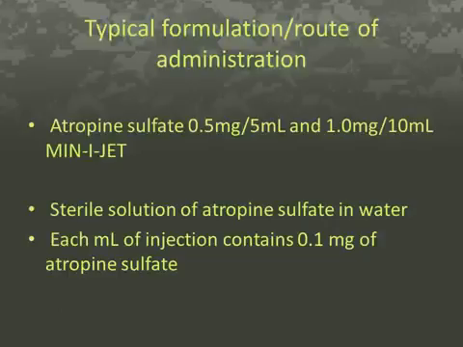Typically, atropine is supplied as atropine sulfate in sterile water in a 5 ml glass vial or as a pre-filled syringe called a mini-jet. In the 5 ml vial, it would be half a milligram in that 5 ml, and in the mini-jet, it would be 1 milligram in 10 ml. Each ml of injection contains 0.1 milligrams of atropine sulfate. The injection also contains things such as sodium chloride, sodium citrate, and citric acid monohydrate as preservatives.